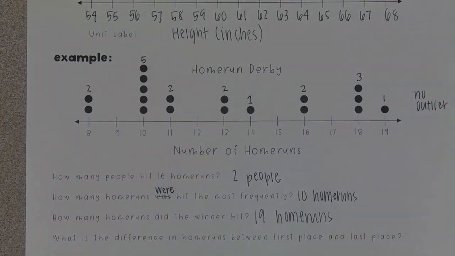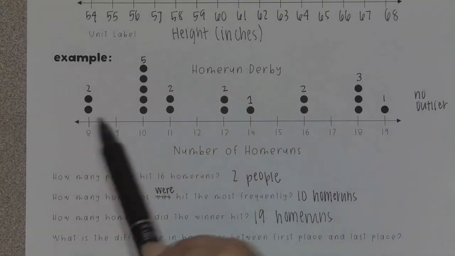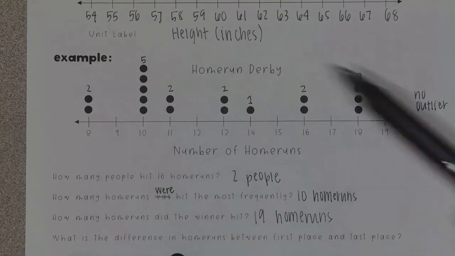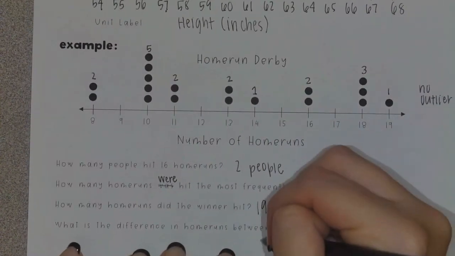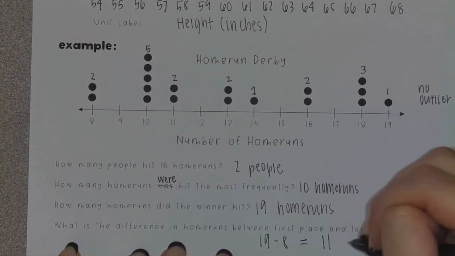And then it says, what is the difference in home runs between first place and last place? So we already know our winner hit 19. It looks like our last place people hit 8. So that would be 19 minus 8, which gives me 11 home runs.